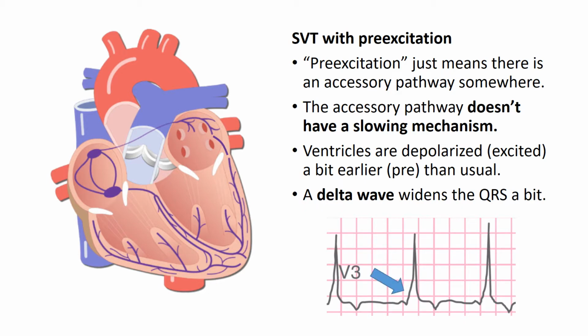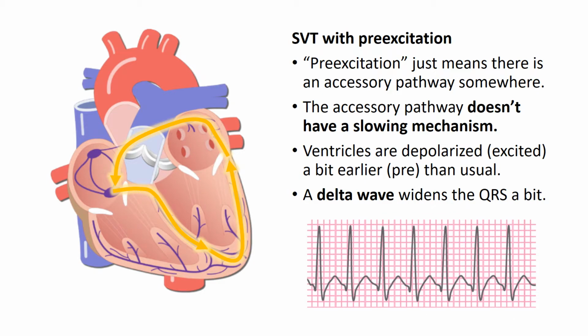And that can widen the QRS just a little bit, but that's something that you're only really going to see when the system is functioning in sinus rhythm. So when this system goes back into that circuit, like I showed you the first time, you're just going to see narrow complex tachy that just looks like any other SVT. You're not going to be able to pick up that delta wave.